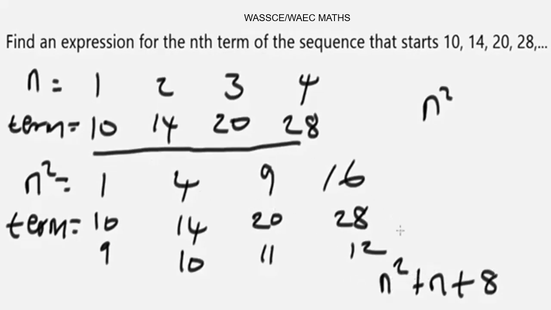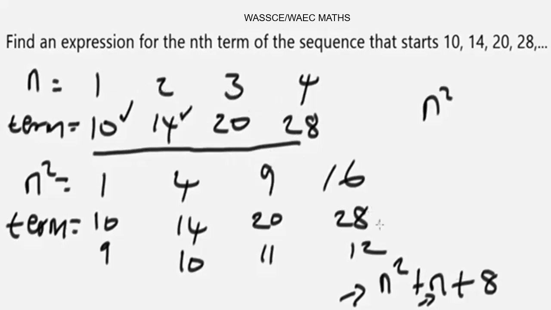When n is 1, we plug in 1 for n: 1 squared gives us 1, 1 plus 1 gives us 2, 2 plus 8 gives us 10. So it's valid when n is 1. Now when n is 2, 2 squared gives us 4, 4 plus 2 gives us 6, and 6 plus 8 gives us 14. So it's valid for this one.